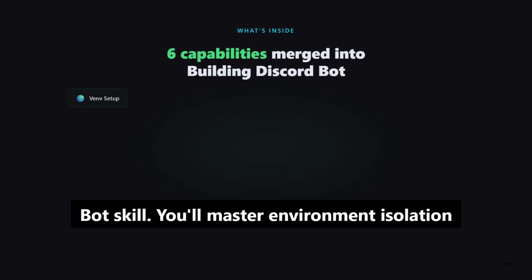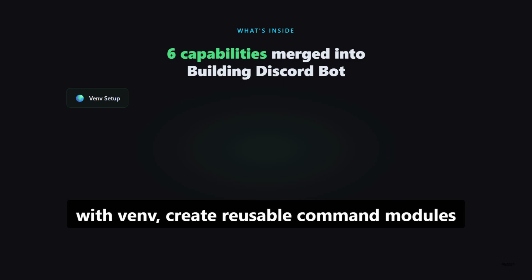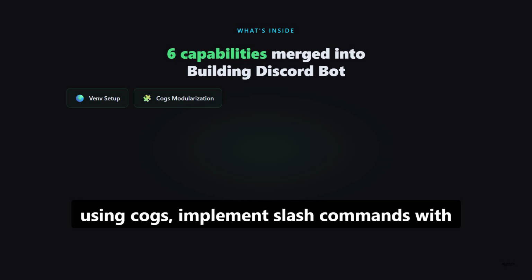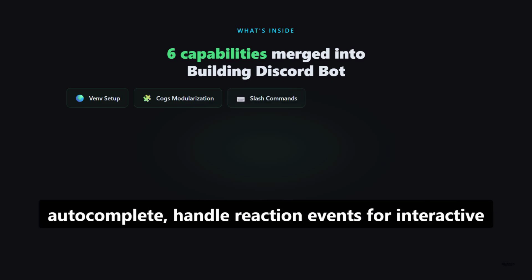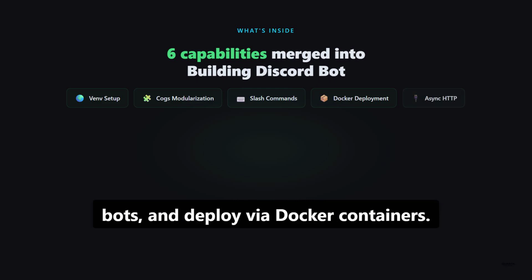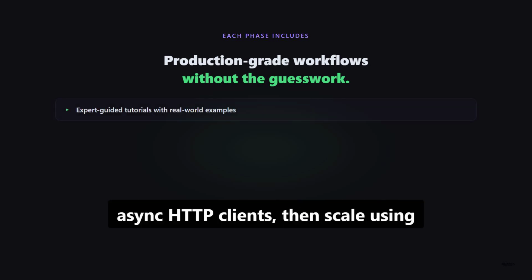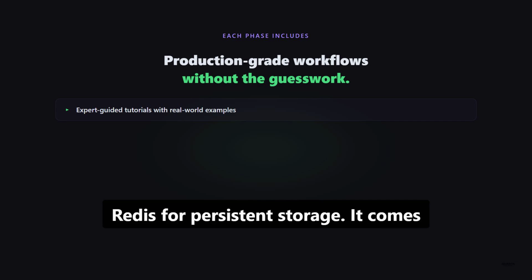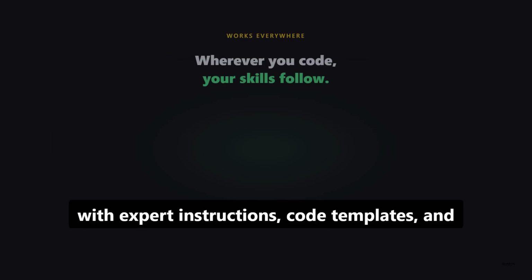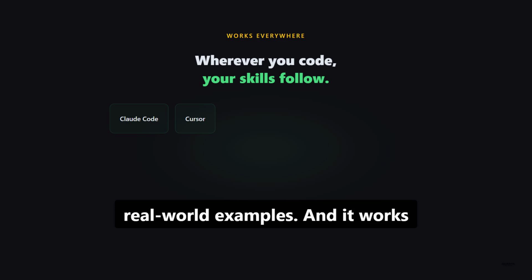You'll master environment isolation with Venv, create reusable command modules using cogs, implement slash commands with autocomplete, handle reaction events for interactive bots, and deploy via Docker containers. Dive into API integrations with async HTTP clients, then scale using Redis for persistent storage. It comes with expert instructions, code templates, and real world examples.